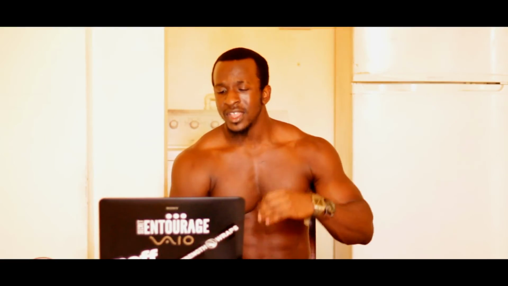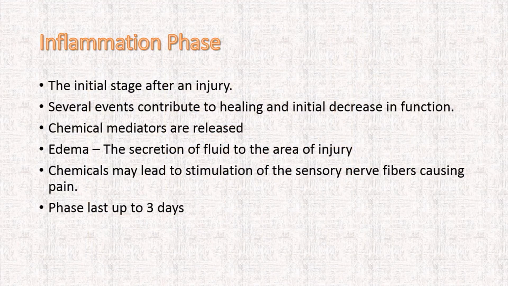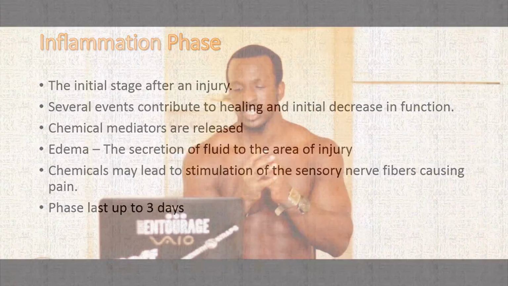So the first phase, inflammation. So I'm pretty sure everyone has experienced some type of injury before. So I'm gonna explain why this happens, what stage you're in when this does happen. So the slides are up, you're gonna see them. The initial stage after injury is inflammation. Several events contribute to the healing and the initial decrease in function. So you see that inflammation, that is a good sign.